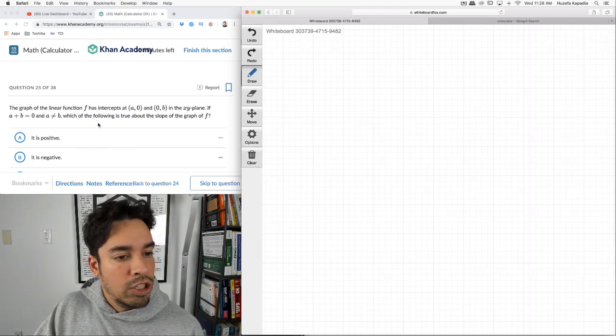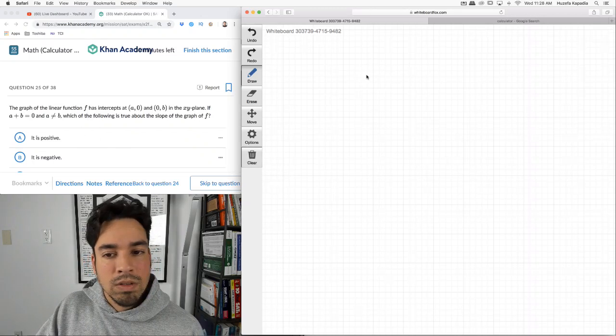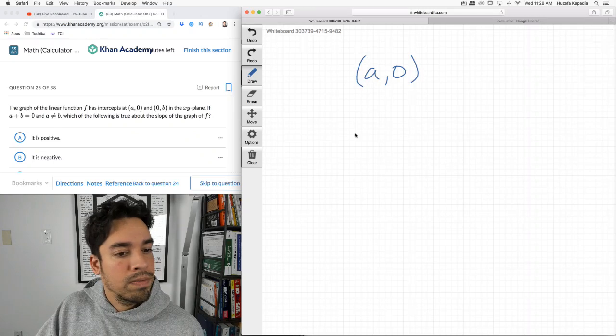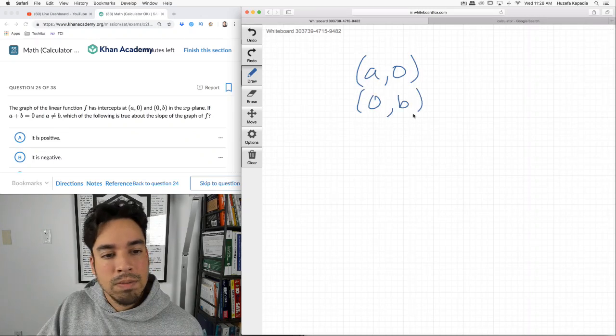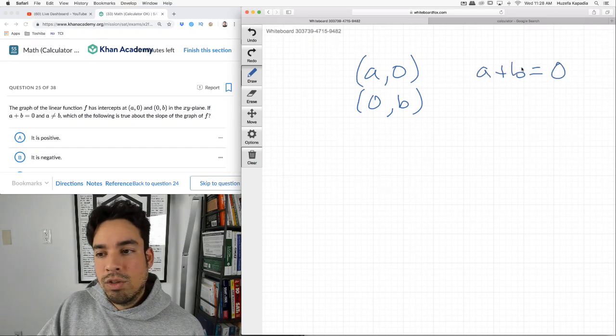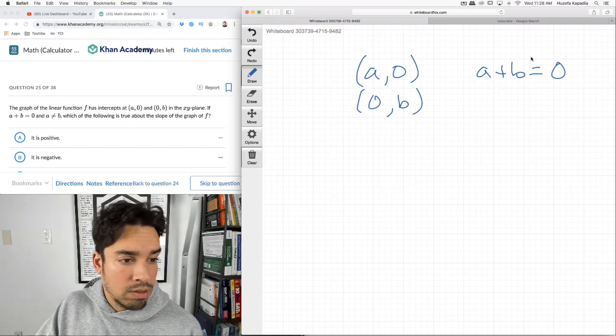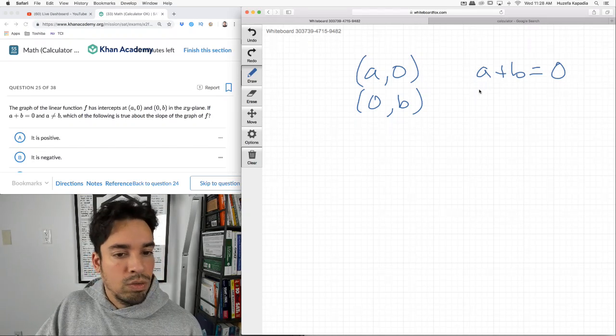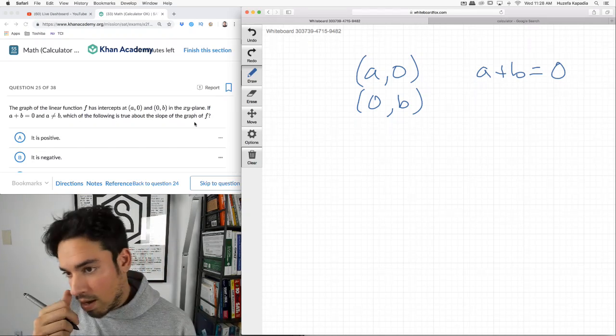The graph of the linear function f has intercepts at (a, 0) and (0, b) in the xy plane. If a plus b equals 0, and these two are not equal to each other, obviously, right? So it means they're not 0. Which of the following is true about the slope of graph f?